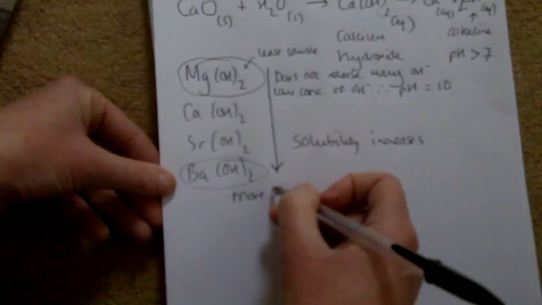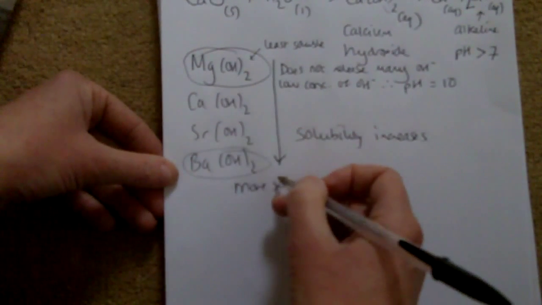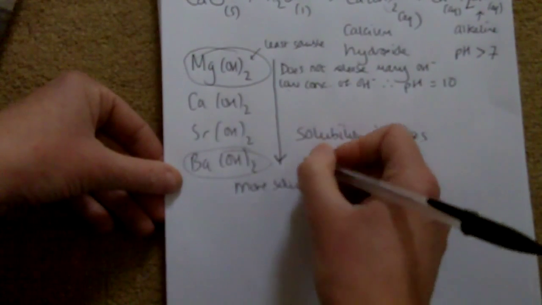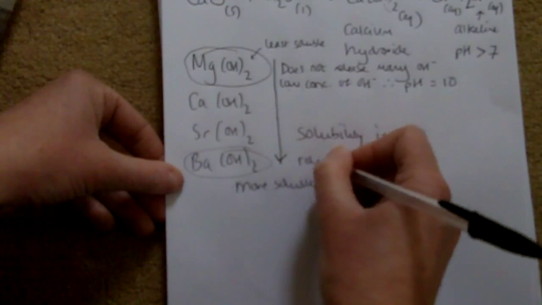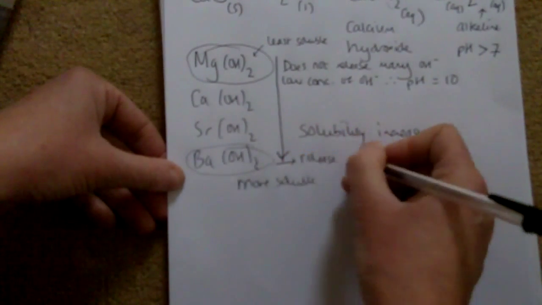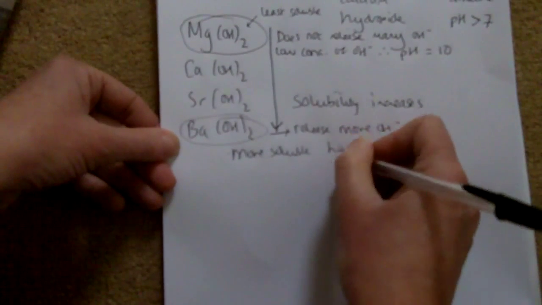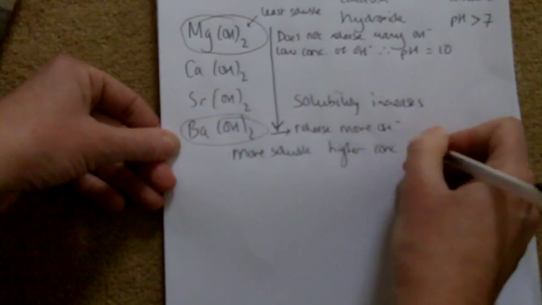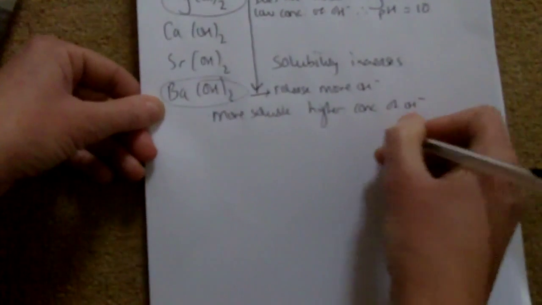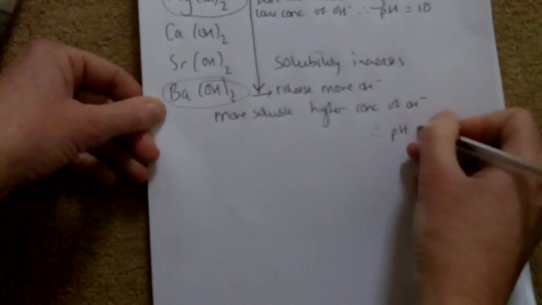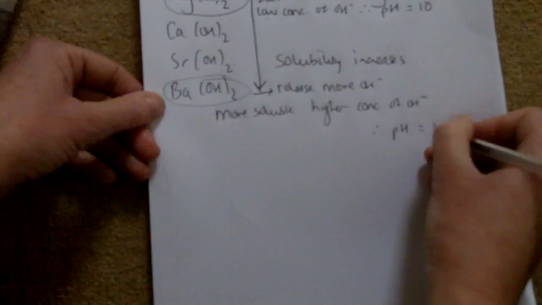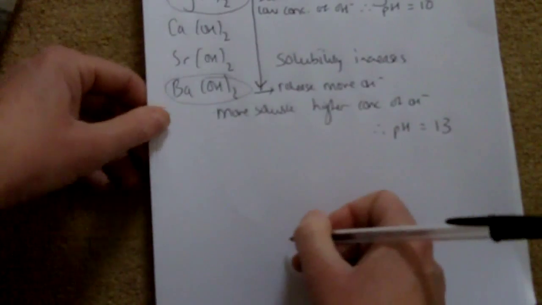Whereas barium hydroxide is a lot more soluble, so barium hydroxide will release more hydroxide ions. There'll be a higher concentration of hydroxide ions, and therefore the pH will be higher. I don't know, maybe about 13, something like that.